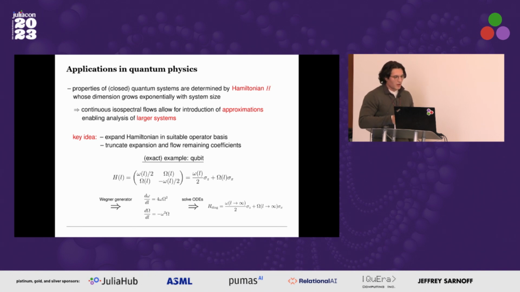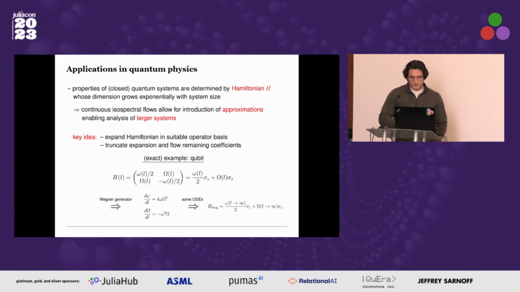Once we plug this Hamiltonian into the commutator with the Wegner generator, we can derive these two differential equations which govern the evolution of these expansion coefficients. If we solve these differential equations towards their steady state, so for l going to infinity, we can plug those values back in and end up with the diagonal Hamiltonian. So that's the general procedure of applying this method.